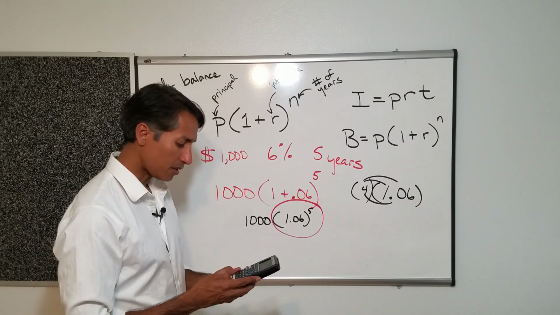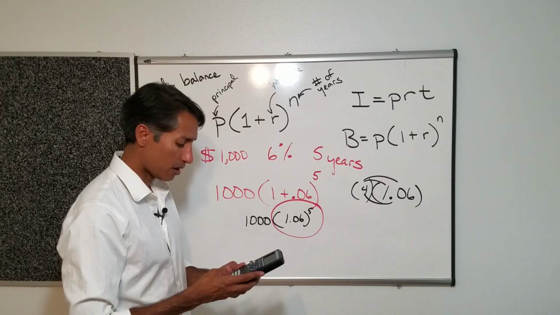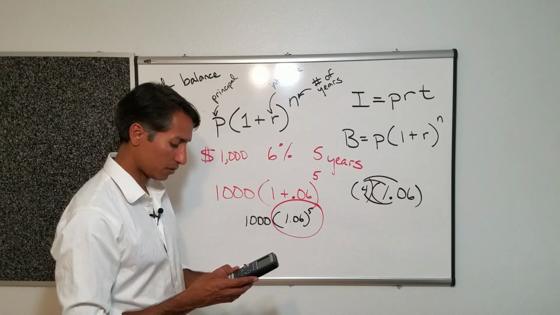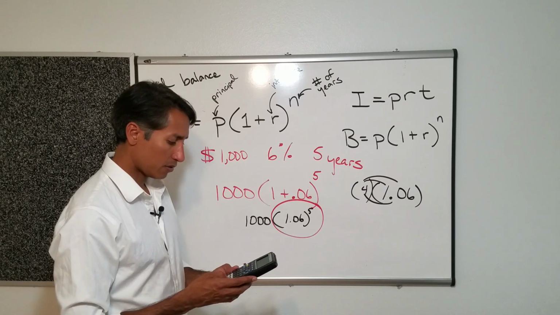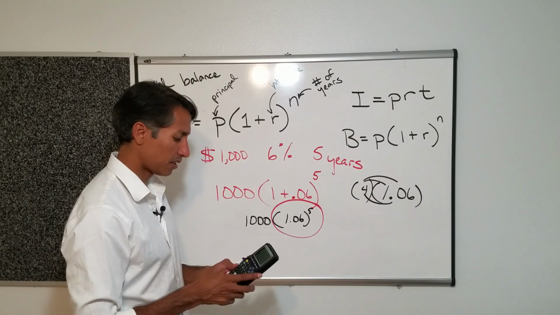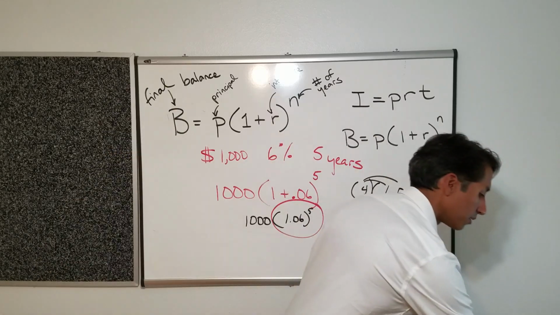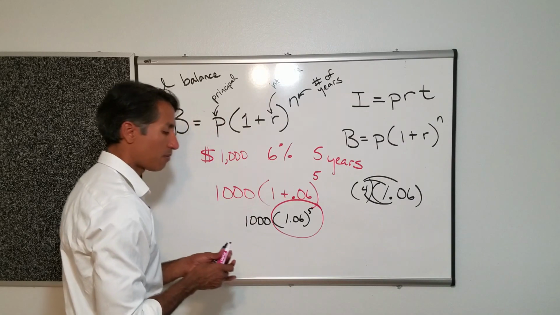1.06 times, I'll do it the old-fashioned way. 1.06 times 1.06 times 1.06 times 1.06 is just some long repeating decimal. 1.338, some 22, and it just goes on. So I'll just say 1.3.